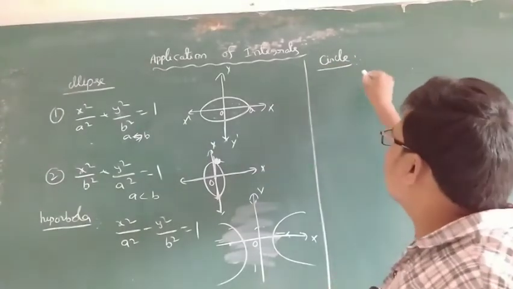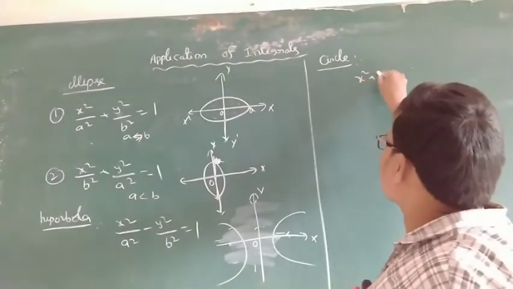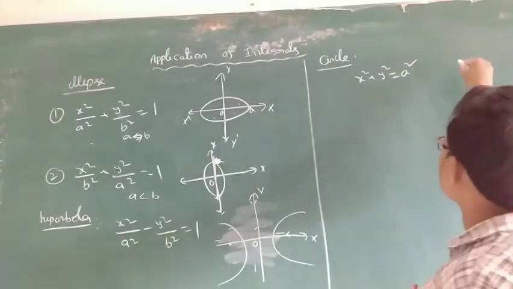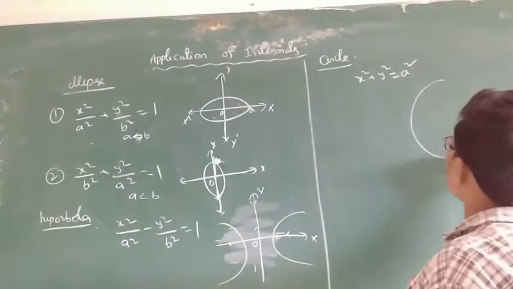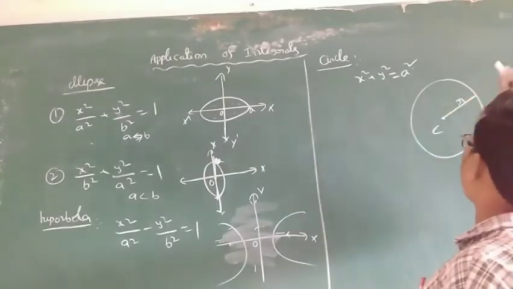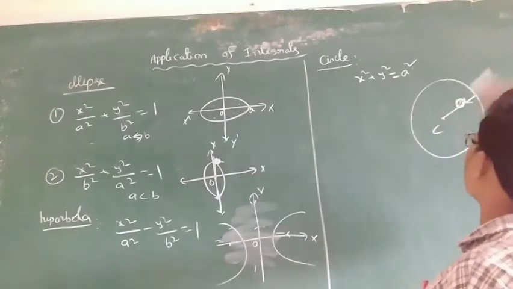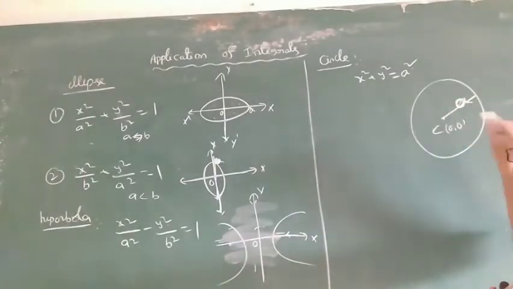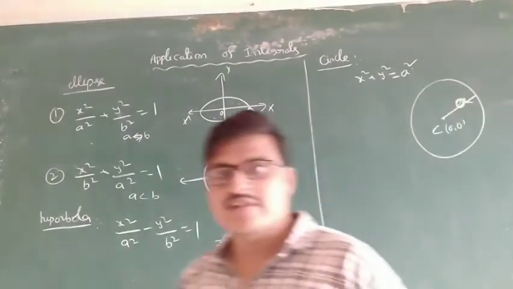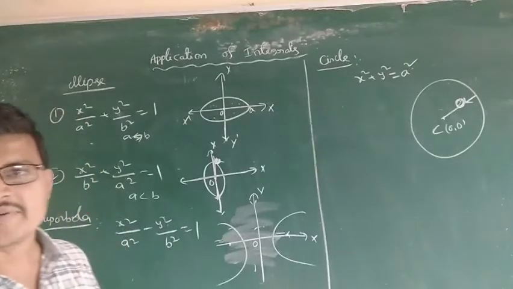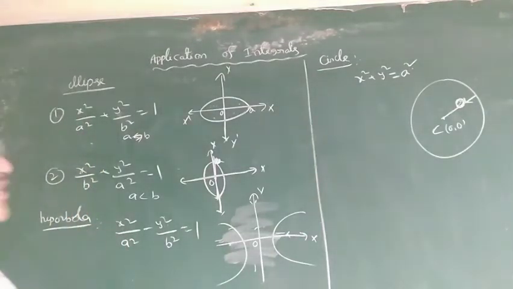What is a circle? x square plus y square is equal to a square. This is the circle. Center C, radius R, that is, radius a. The center is 0, 0. This is the equation of the circle passing through the origin.